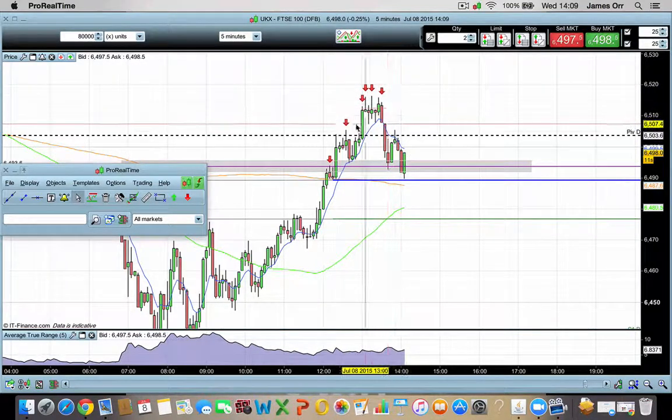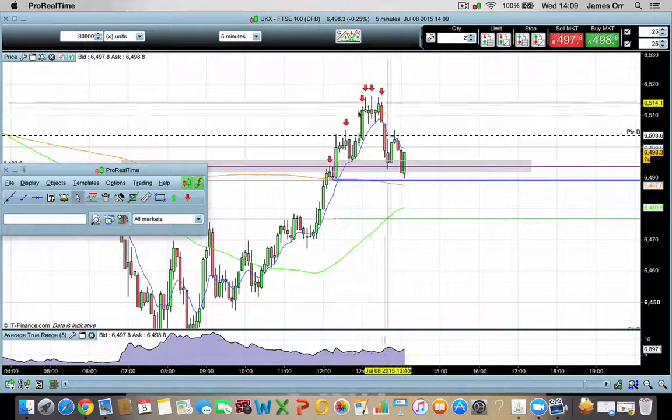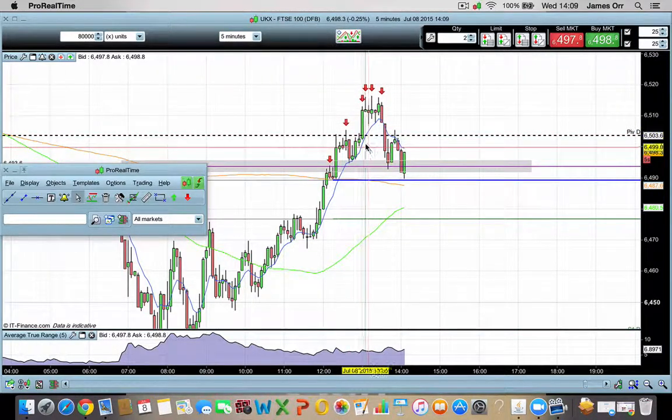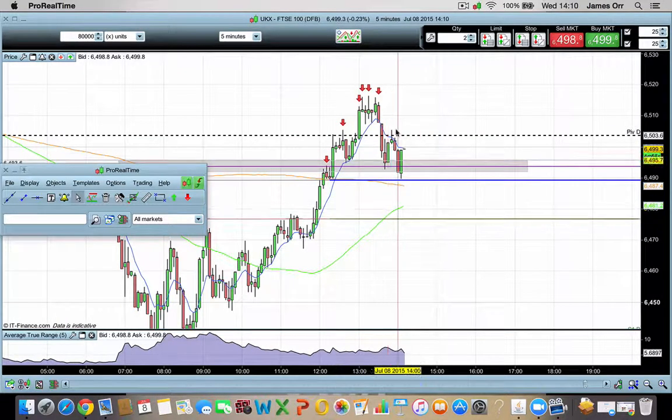This tells me that the market is not interested in staying above the pivot and the round number. The market has then fallen down. It's come back up, retested the pivot and been rejected again. So my target's down here.